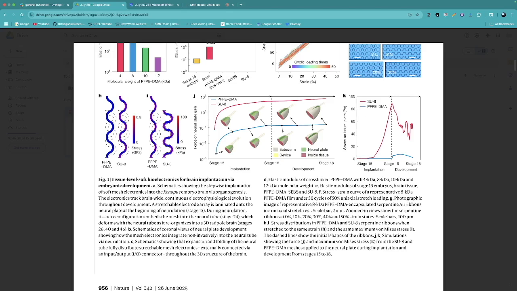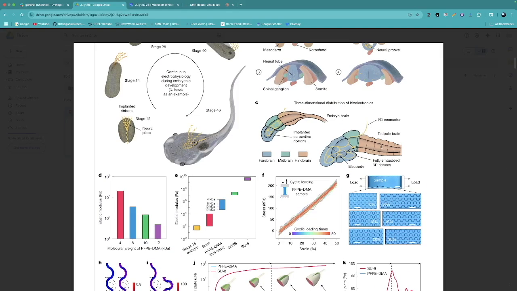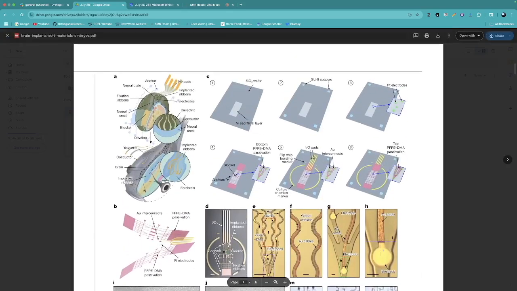And then K is stress on neural plate versus time as well, so you have this other function here. And that's basically the validation and explaining how this works. And then this next figure here, figure 2, is the fabrication of tissue level soft mesh electronics. So this again is a picture of the tadpole, axolotl. So it's showing the anchor and the IO pads and how this fits into the folded neural plate.